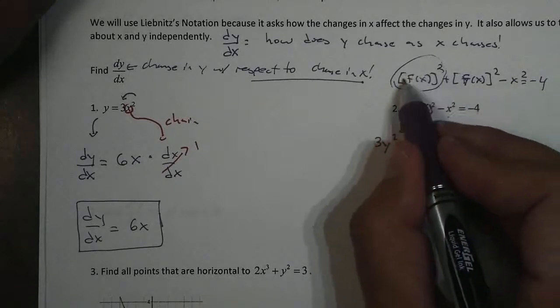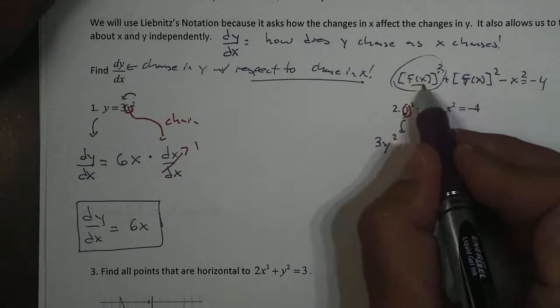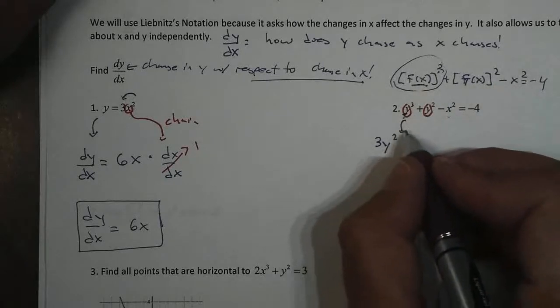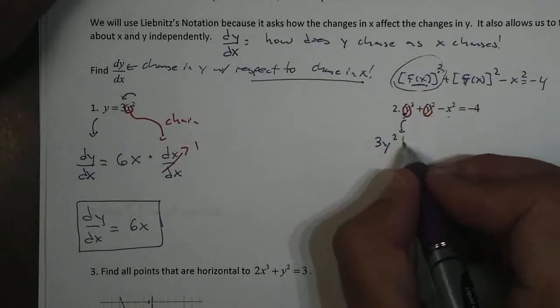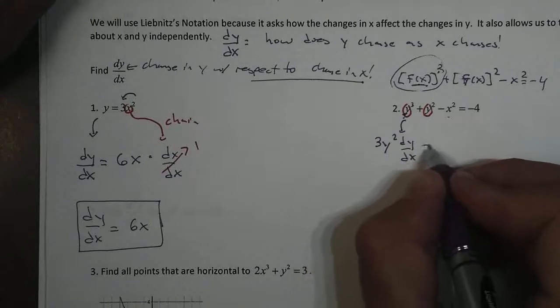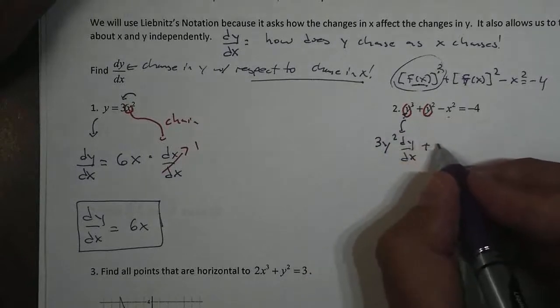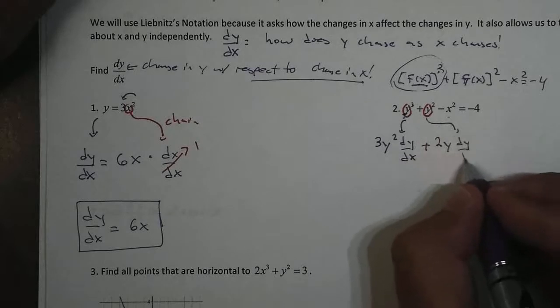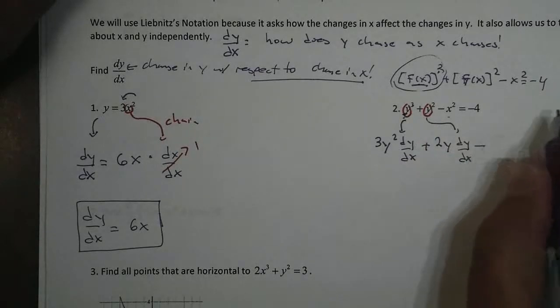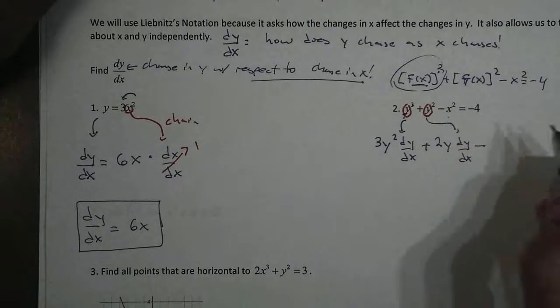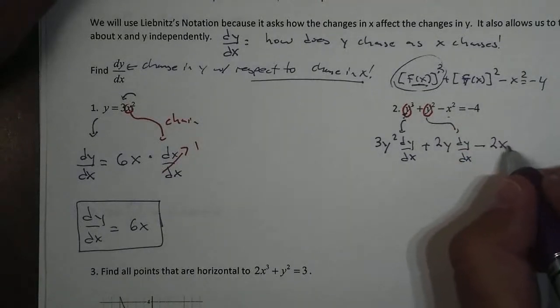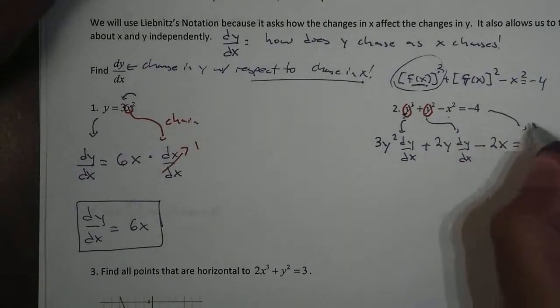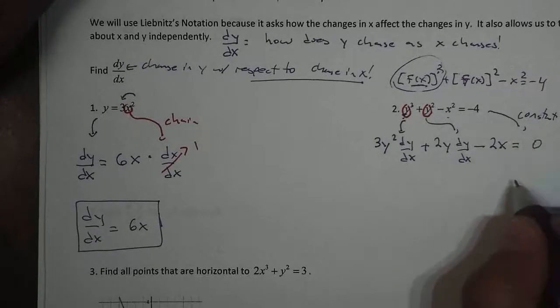See, I would get this 3f of x squared, but now I got to take the derivative of f of x. Well, we're using y instead, so that just becomes dy dx. Plus, I do the same thing here. This becomes 2y times dy dx minus x is, we're just normal derivatives, 2x equals, and don't mess this up. The derivative of 4, this is a constant, so it's just, of course, 0.